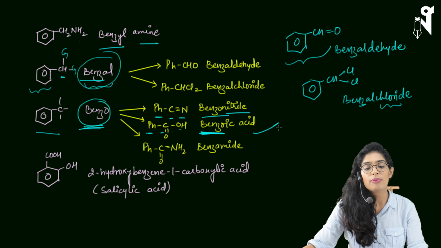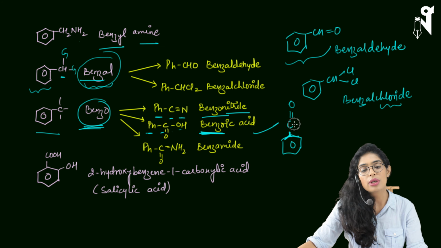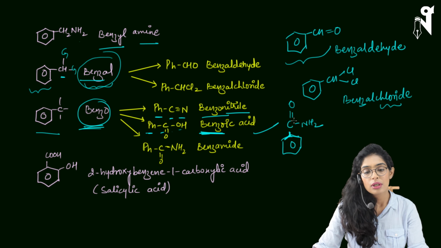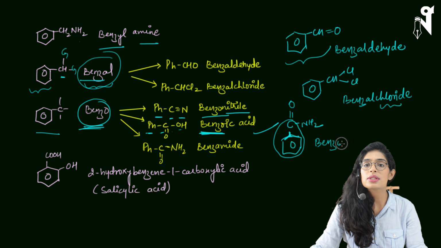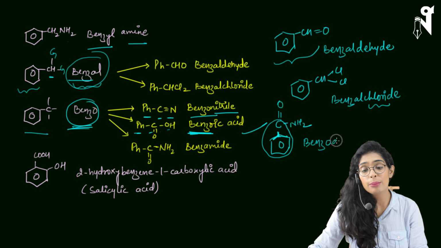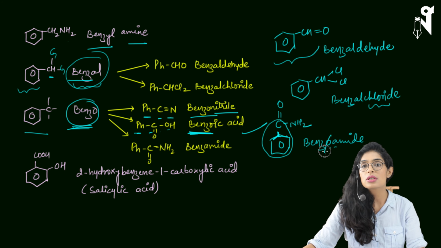Exactly the same way, if I have benzene, and out of three bonds, two bonds are connected to oxygen and one bond is connected to nitrogen. In such a structure, first of all we have benzo as a name, and we know CONH2 is an amide group, so the name will be benzoamide. But if you remember, we had spoken about this, two vowels cannot come together, so benzo's O gets eliminated and we simply write it as benzamide.